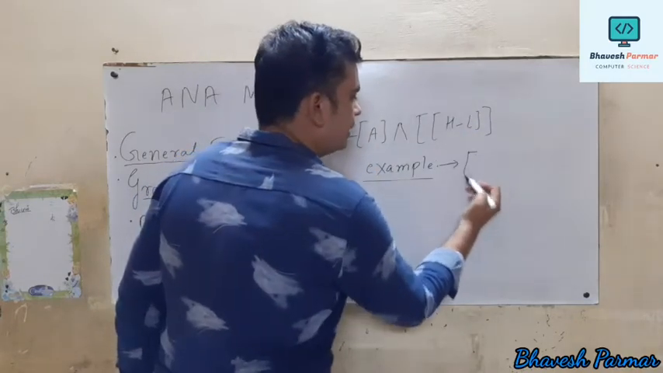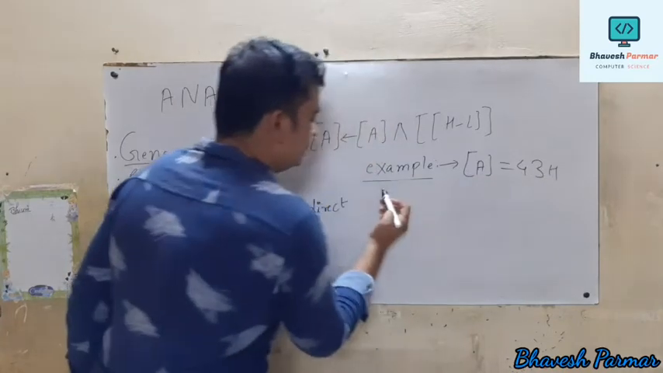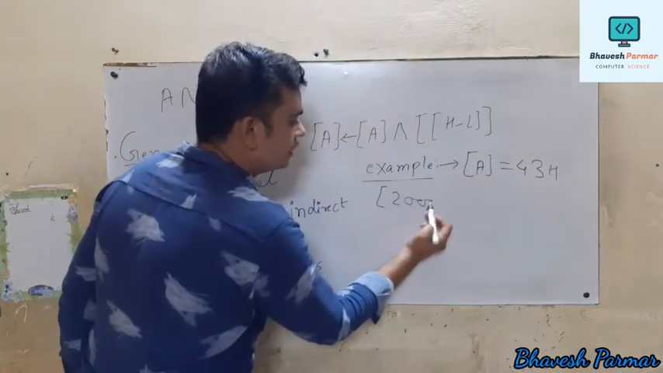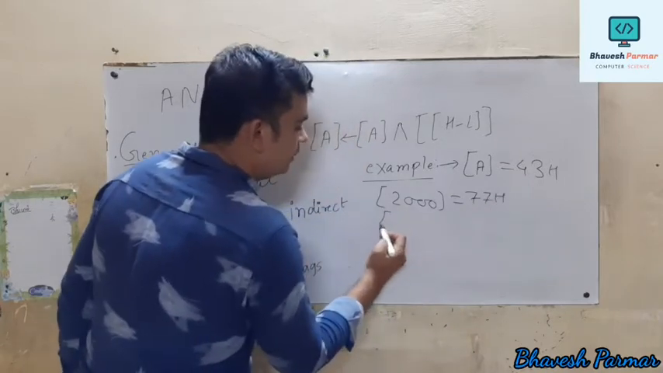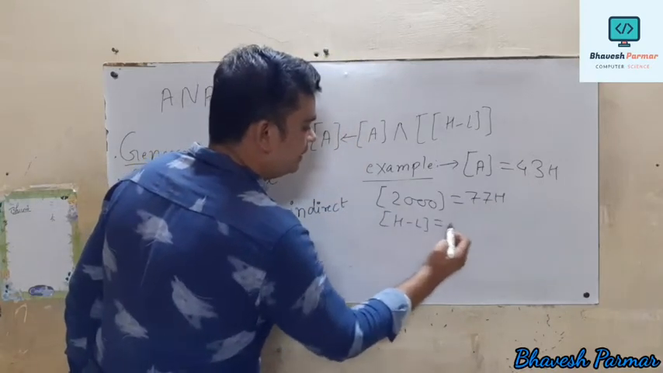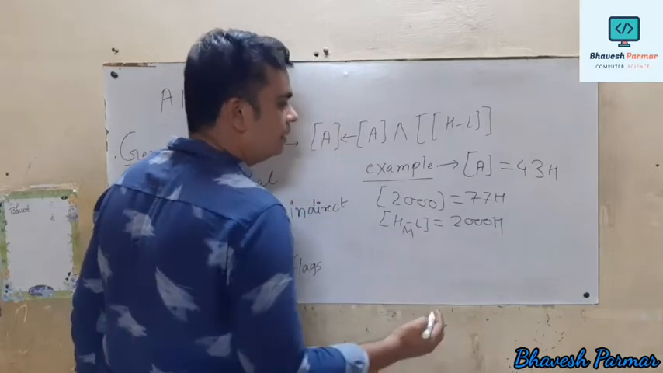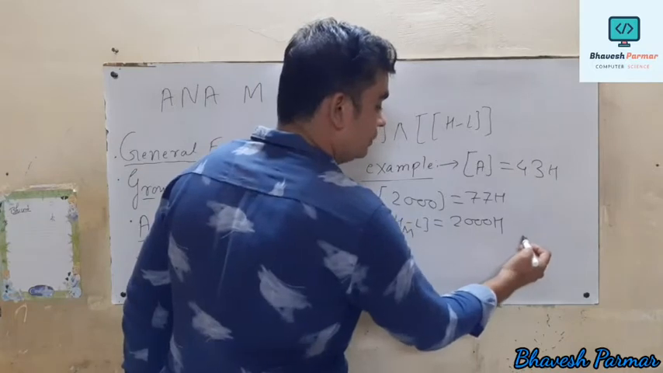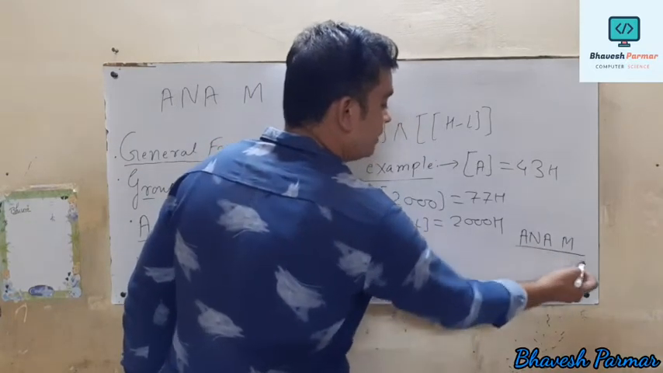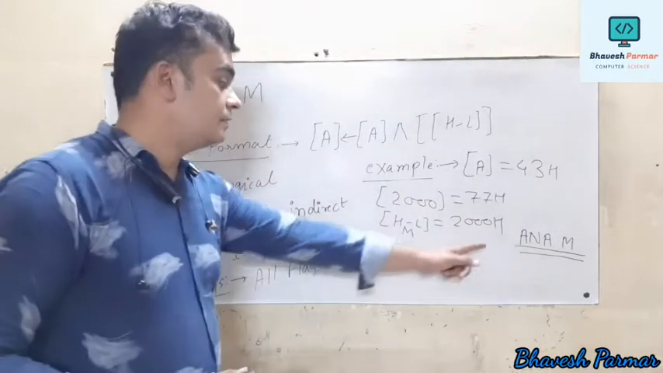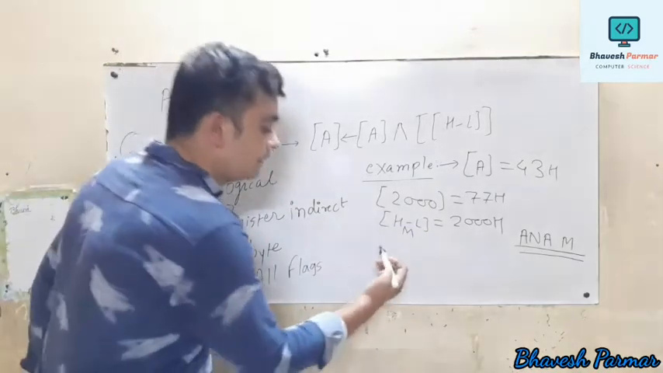So here I am taking content of A equal to 43H. Thereafter I am taking one memory location, content of 2000 equal to 77H, and below that I am writing content of HL equal to 2000H. So HL is nothing but my memory, and I have to write the instruction ANA M. So this is my actual instruction. In this way I am representing the instruction, and I will try to solve this example.